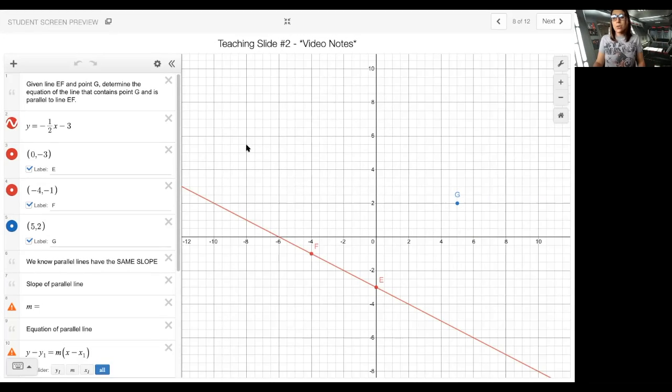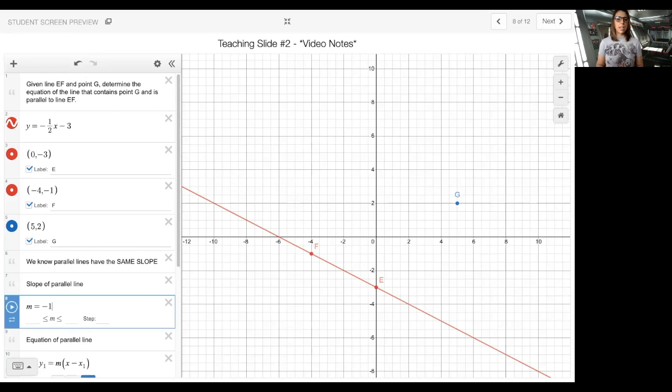To answer that question, we need to know the slope of this line. And since the equation of this line is y = -1/2x - 3, that means that this line has a slope of -1/2. And we can also see that in the graph, where we're going down 1 and right 2. That means that the slope of the line parallel to line ES is also -1/2.